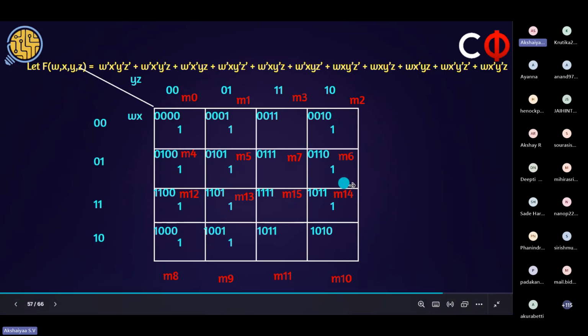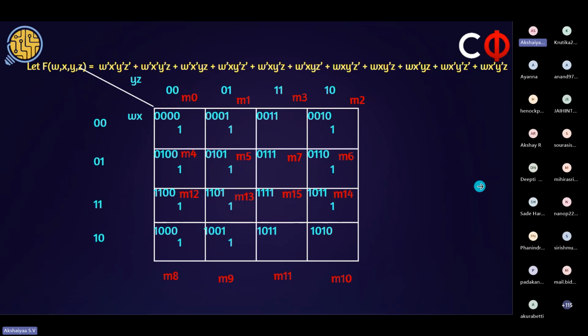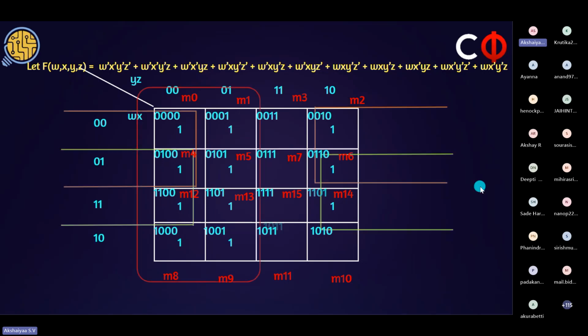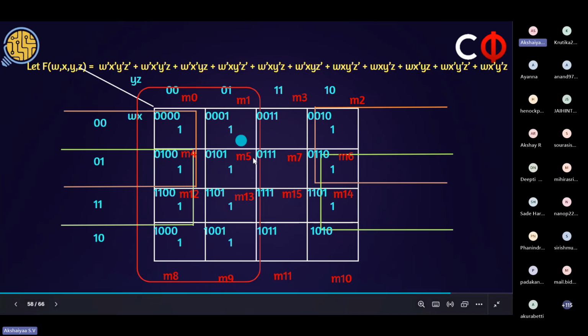If you want, you can group it in any other way. I'm just showing one method of grouping all of this together. And this is how it's going to look. This might look a bit messy, but trust me, it's easy to figure out what we have done. So let's talk about this red grouping.